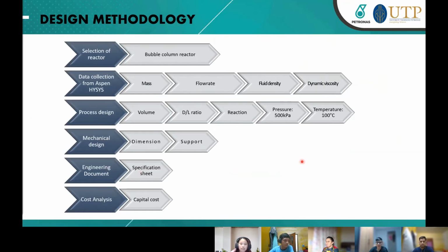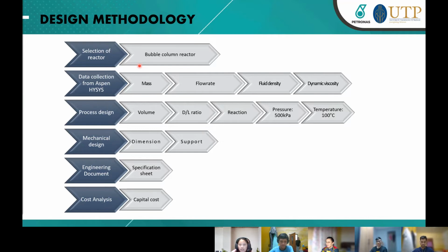Next. Here you can see the step-by-step procedure of designing this reactor. First is the selection of which type of reactor to use for this reaction, where I shortlisted 3 types of reactors to compare, and due to its advantages that I have explained in the previous slide, BCR is selected from the screening.